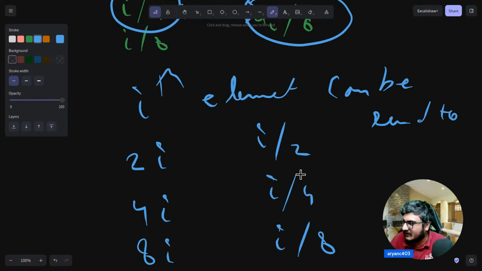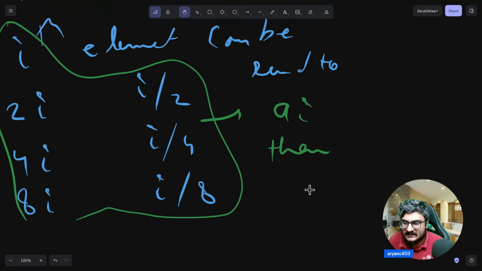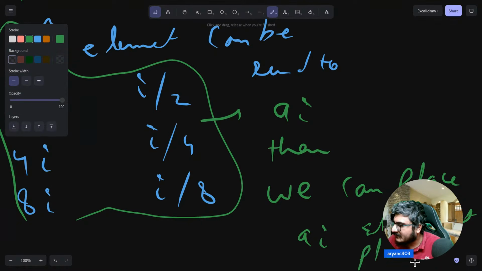If one of these elements is equal to AI, then we will be able to place AI at the correct place. And that's the whole idea for this problem. I can try to provide the sample code here.